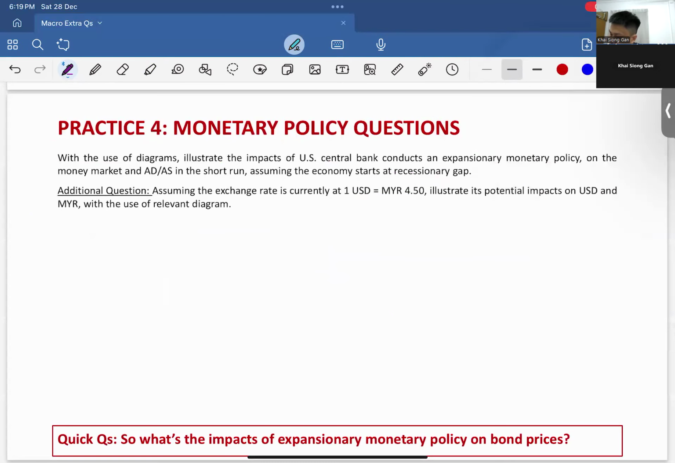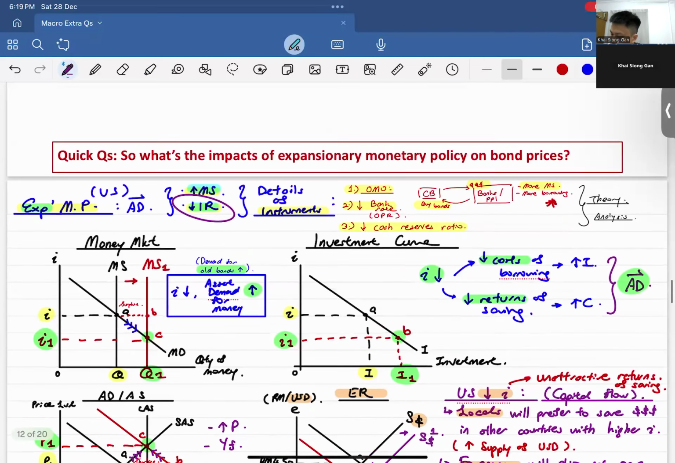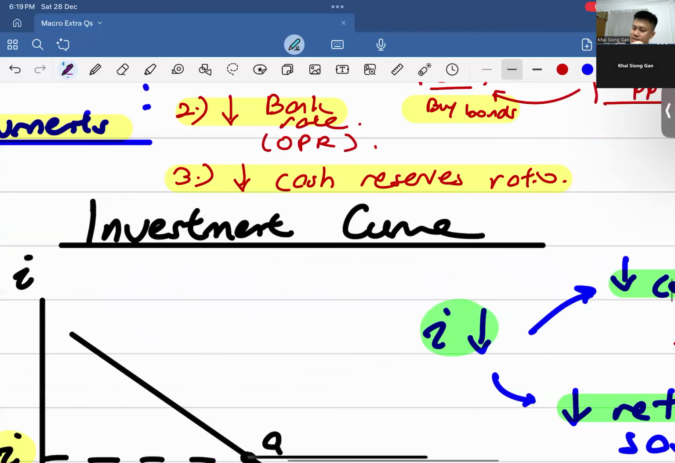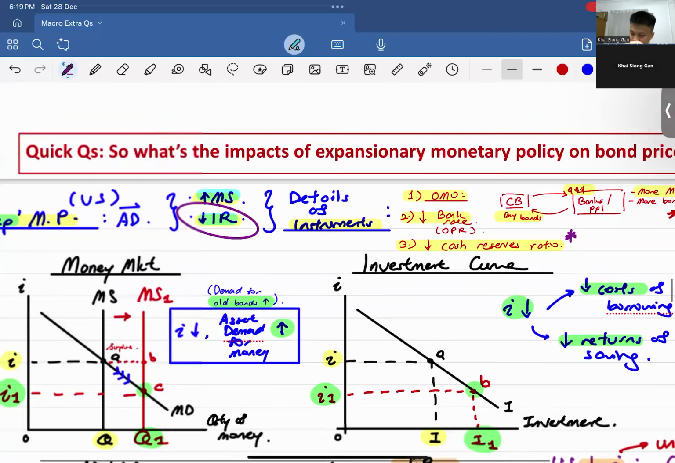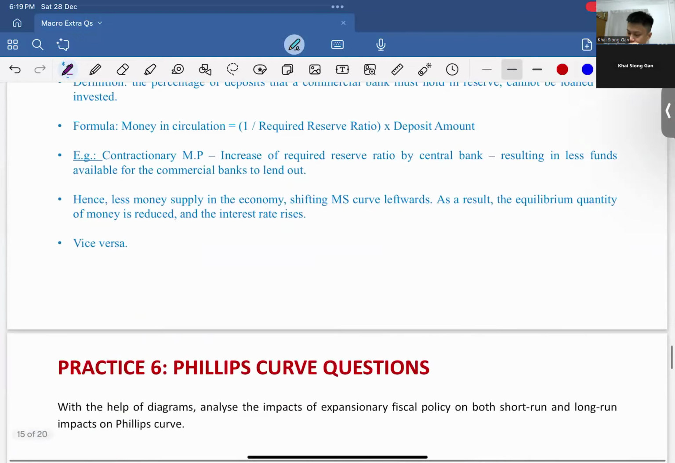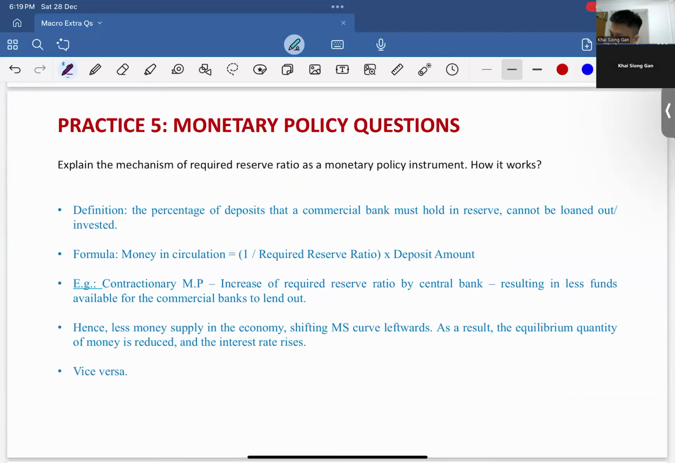Now we move on to the next question. Just now, we talked about the cash reserve ratio. This specific thing, I can ask it as a theory question as well. So let's say I ask a question like this: how does the cash reserve ratio, or the required reserve ratio, as a monetary policy instrument, work? First, I expect you to give the definition. That means the percentage of money that the banks must hold in reserve and cannot loan out.